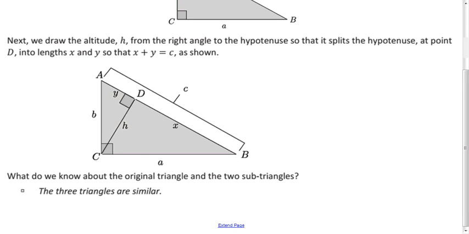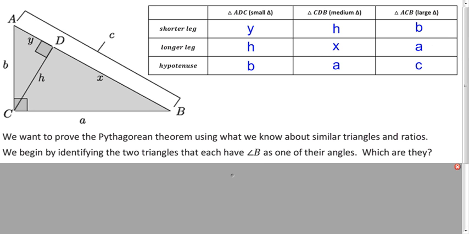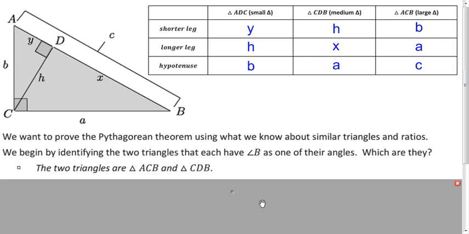So we know that in Pythagorean theorem, there's an a squared, a b squared, and a c squared. So the idea here is we want to write a proportion that gives us an expression that involves a squared or b squared. So first, we want to figure out the two triangles that have angle B as one of their angles. Which two triangles have angle B in them? Well, the big triangle, the large one, ACB, and the medium one also has angle B. Right, we're talking about this angle over here.